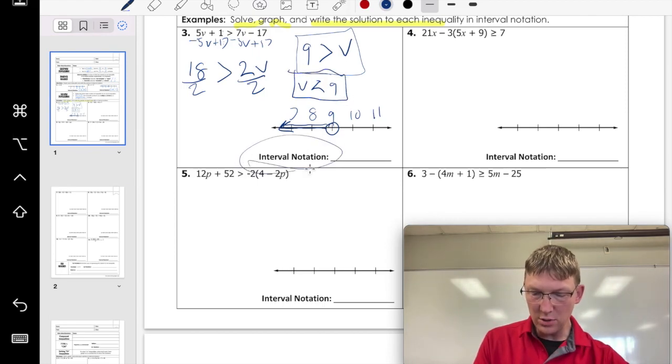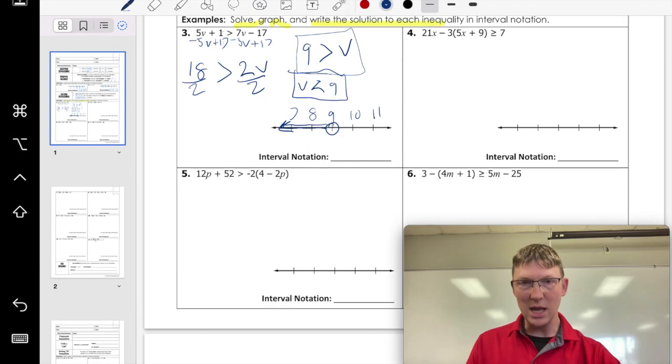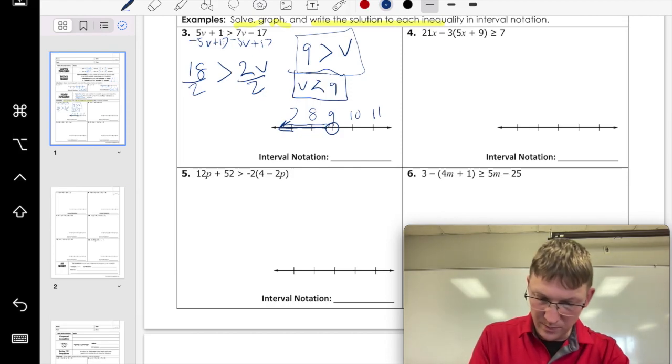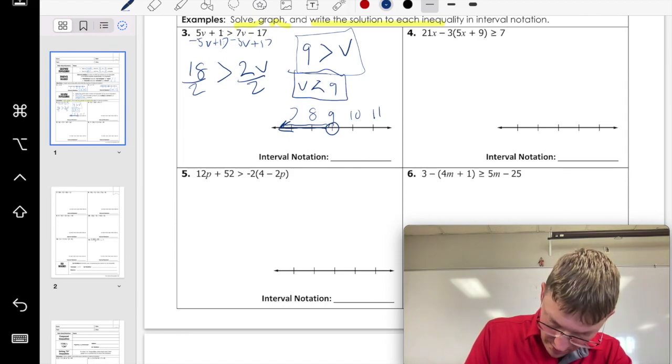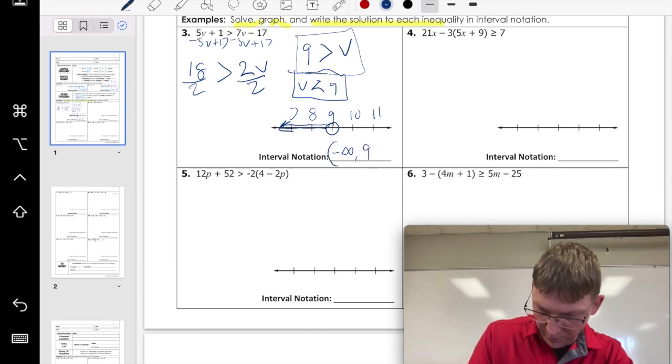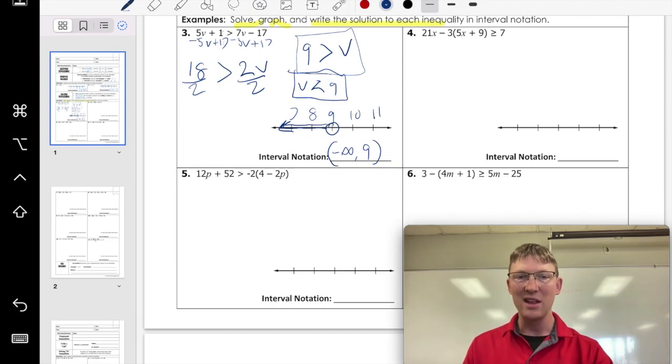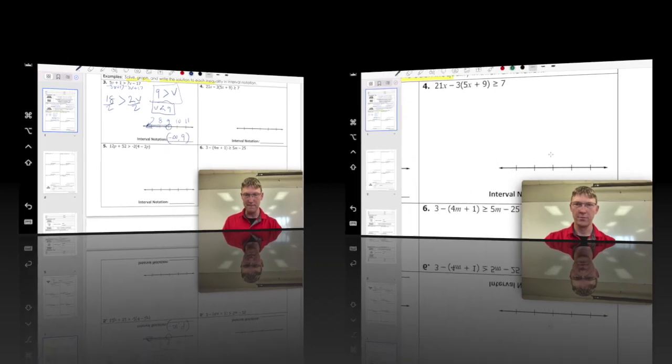So then if you wanted to do interval notation, again, interval notation is just another way of describing our solution. So we're going to go from negative infinity to 9. We use a parenthesis for negative infinity, parenthesis for 9 because we're not including it. It is not equal to 9. It is less than 9.